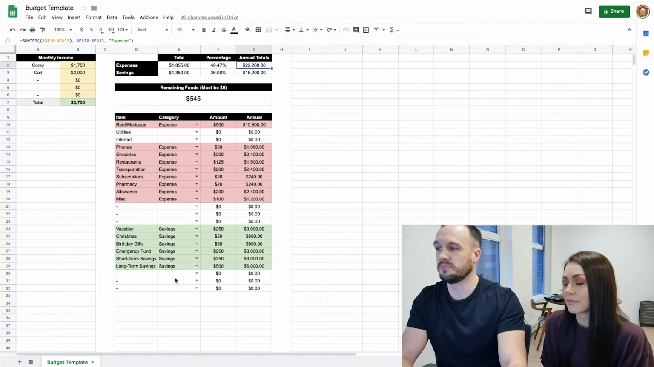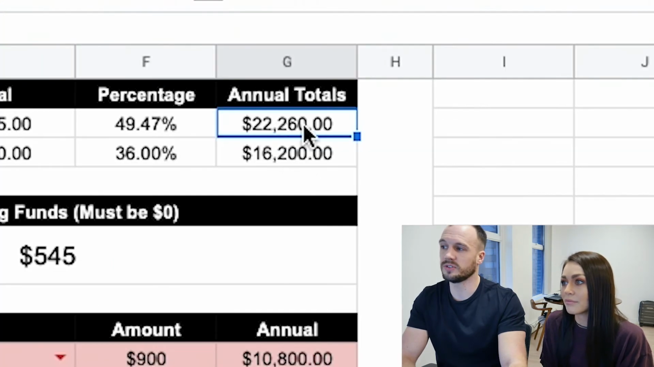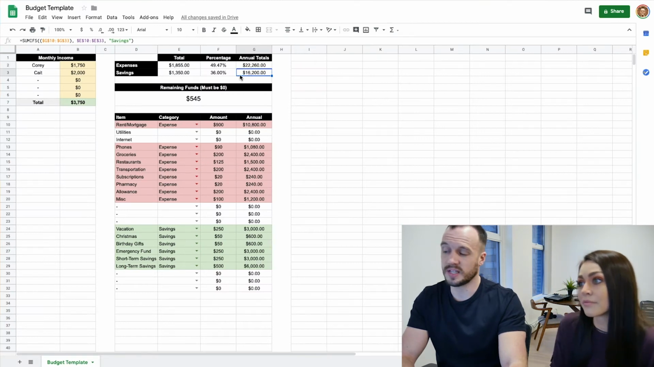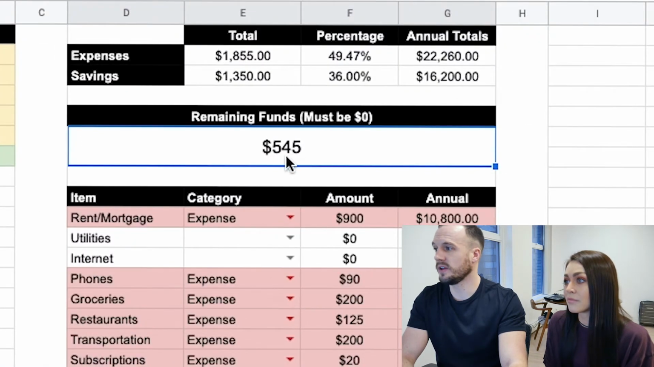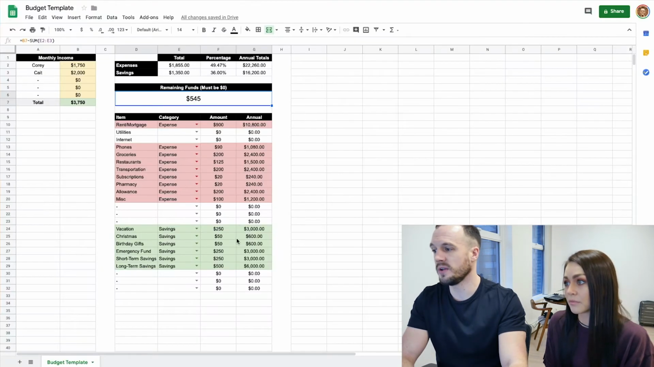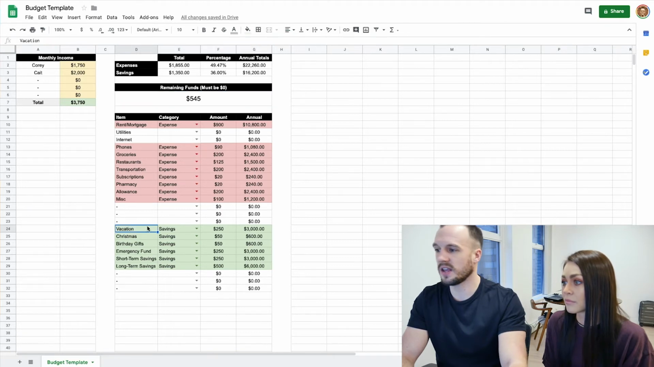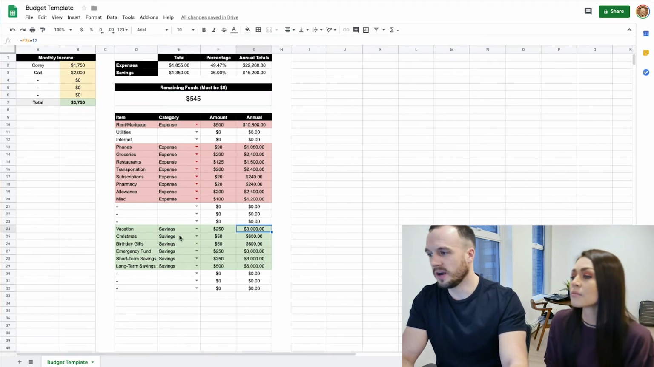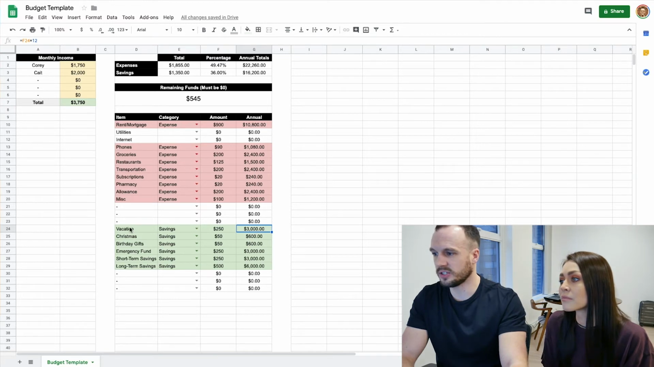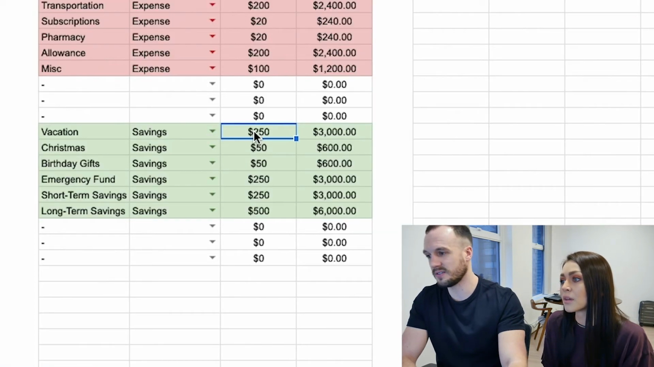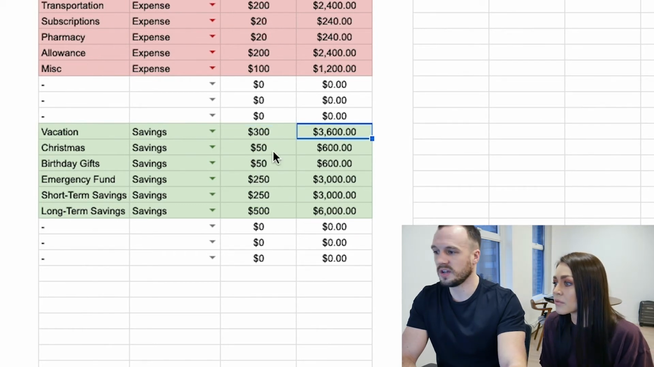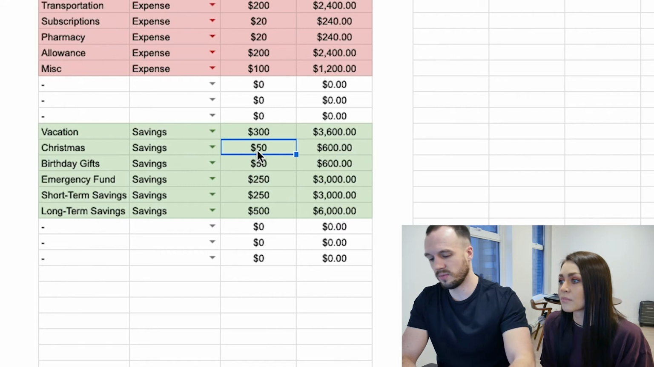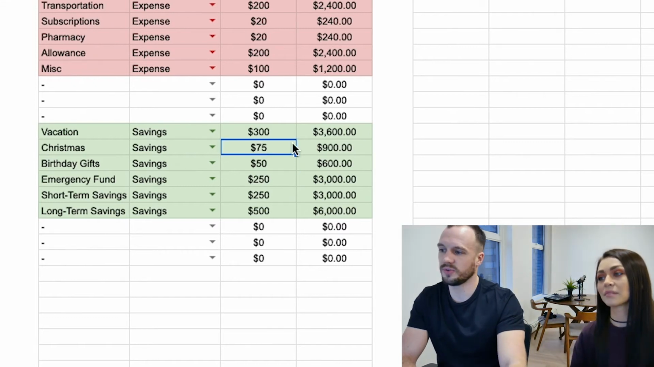So based on this budget, I'm going to be spending just over $22,000 a year just to live, but I'm going to be saving around $16,000, which is pretty good. Now, keep in mind, we still have $550 to put somewhere left. So if I was sitting here saying, okay, we're not making a ton of money right now, but this allows us to go on a vacation every year, maybe I'm going to say that's fine, but let's bump that up to $300 so we can have a bit bigger of a vacation. Christmas, I don't know if I need to spend more, but let's just say $75 a month. So we'll have a healthy Christmas.